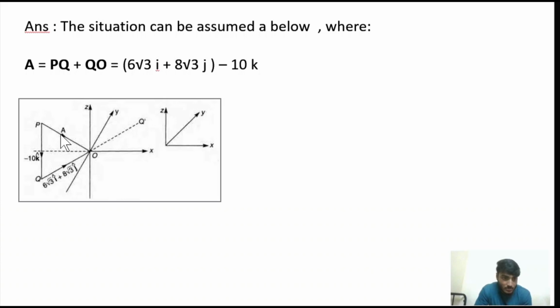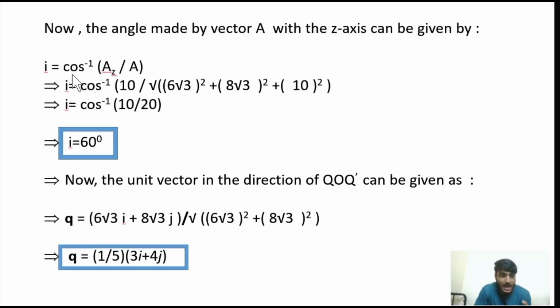So if this is theta, then cos theta will be equal to the base, that is 10k, the Z component of vector A, divided by the hypotenuse, that is the total vector A. So here we can write angle i is equal to cos inverse of A_z divided by A. Putting all the magnitudes, we get the angle of incidence as 60 degrees. So 60 degrees is basically the angle of incidence.